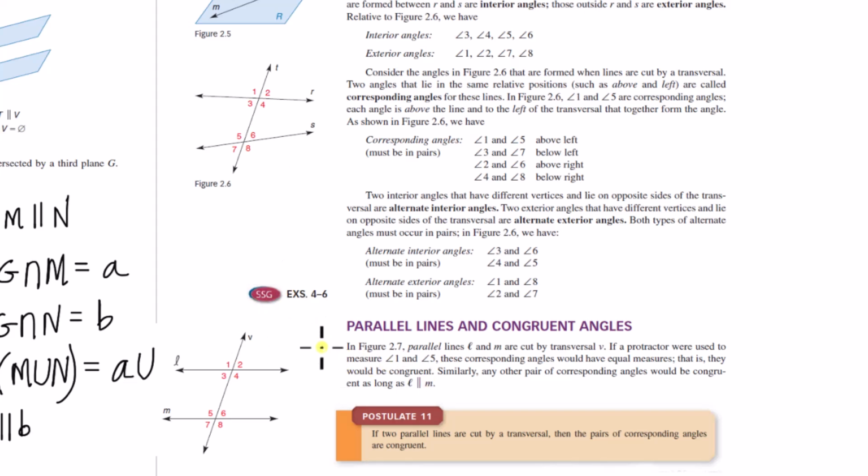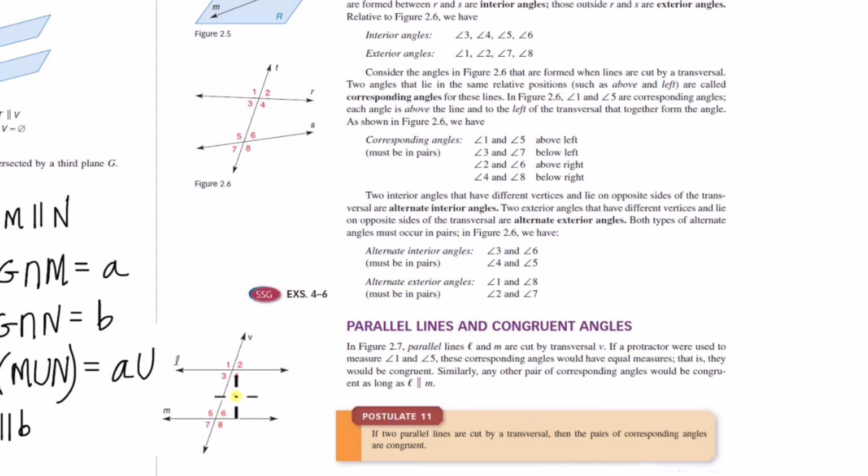Okay, and so now what we're doing here is adding a constraint to this transversal case. We're going to say the two lines that are being intersected are parallel. So you have a transversal, but the two lines that it's intersecting are parallel. All right. So if a protractor were used to measure angles 1 and 5, these corresponding angles would have equal measures. That is, they would be congruent. Similarly, any other pair of corresponding angles would be congruent as long as L is parallel to M.